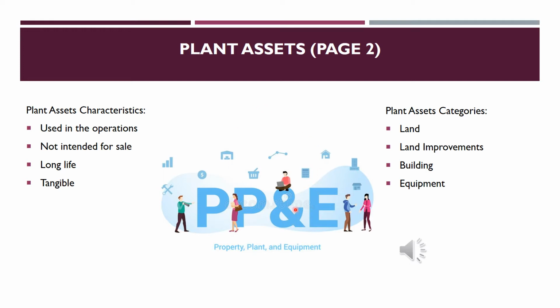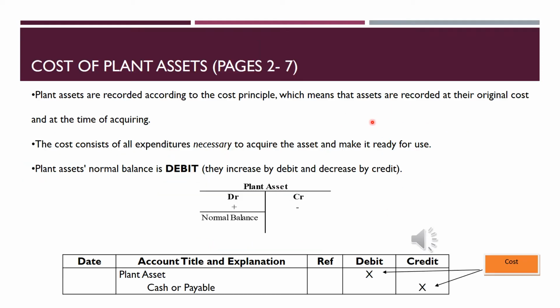In this chapter, I'm going to talk about four different types of plant assets, and that is the land, land improvement, building, and equipment. Plant assets are recorded according to the cost principle. That means that when the company purchases a plant asset, it needs to be recorded in its journal based on the cost, the original cost.